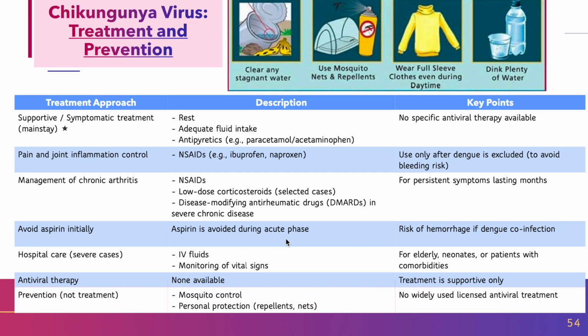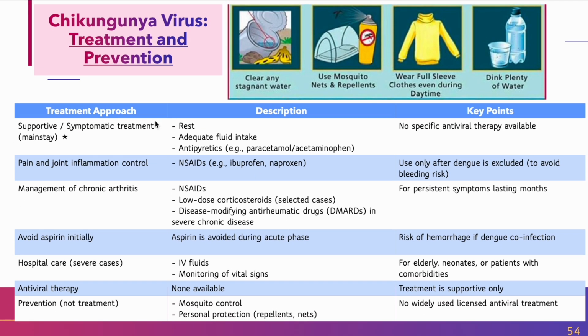For treatment and prevention, similar to other arboviruses, there is no specific drug for treatment, just rest, balancing the fluid inside the patient, and keeping the hydration balanced. Take paracetamol or acetaminophen as an antipyretic. If joint pain occurs, give pain relief. Pain and joint inflammation are controlled using NSAIDs.